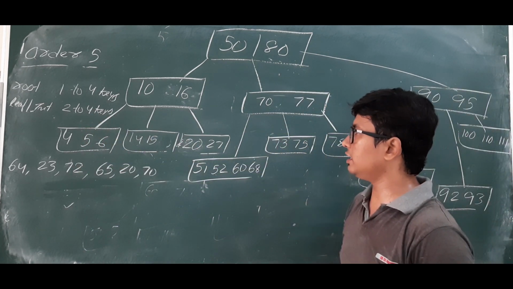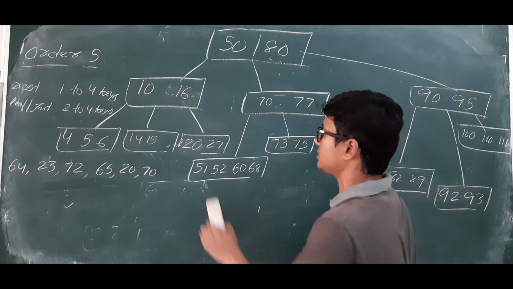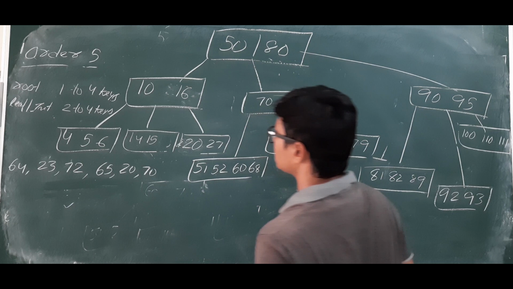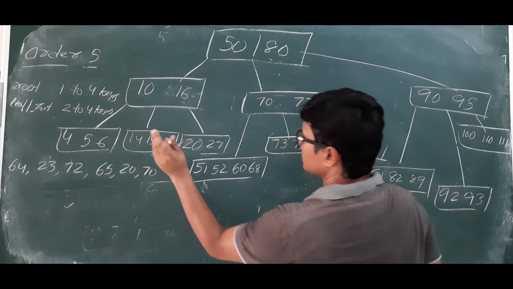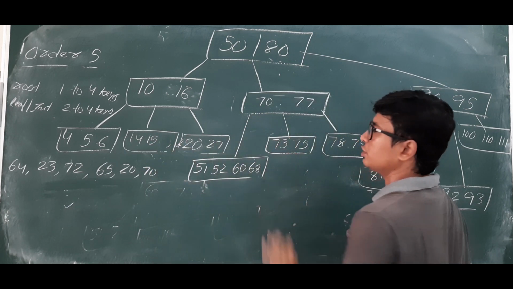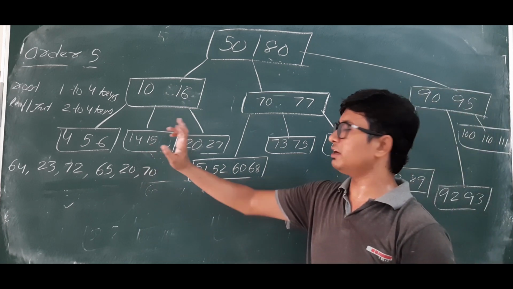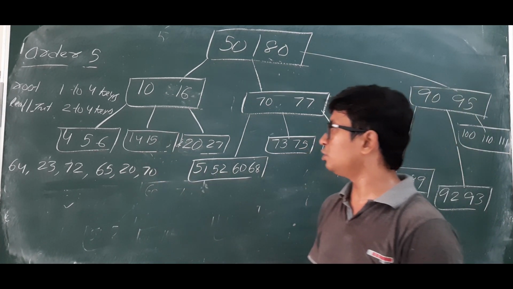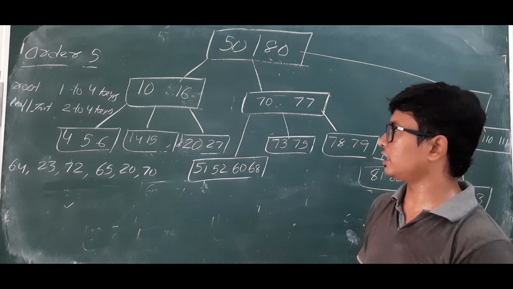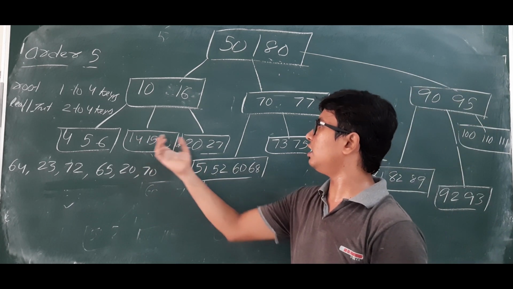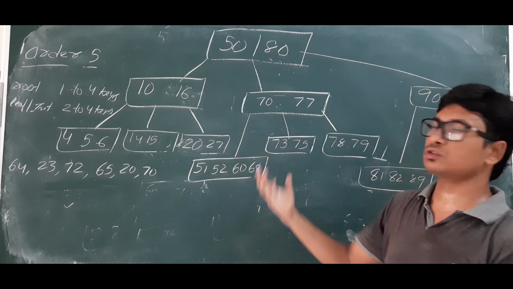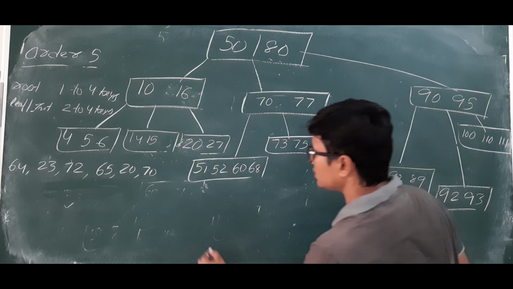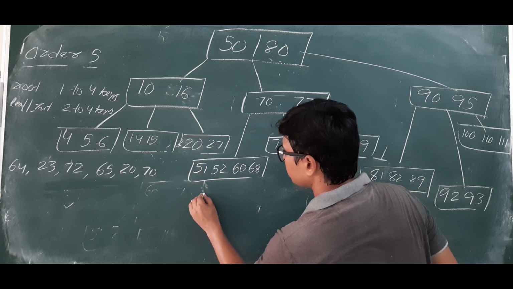So now I want to delete 20. Where is the element 20? Element 20 is here. If element 20 is there, on the left hand side there is a left sibling, there is no right sibling. Can I borrow an element from the left sibling? No, I cannot borrow it, because it already has only two elements. So what can I do? I can merge with the left sibling only, because there is no right sibling. If I merge with the left sibling, what will happen?